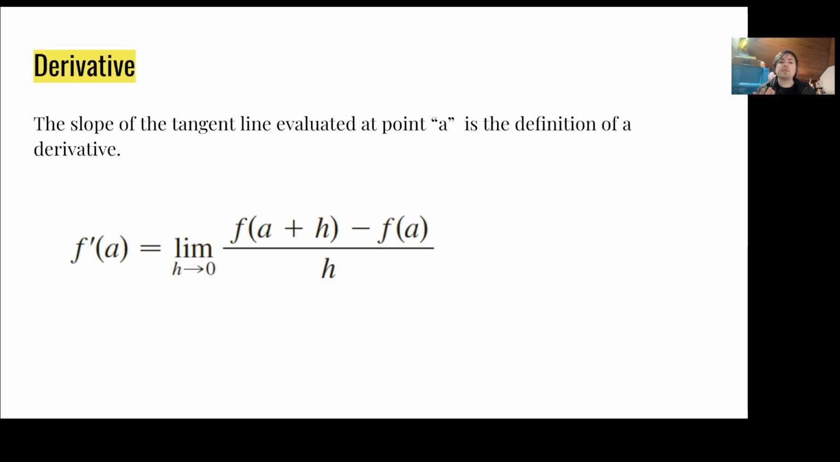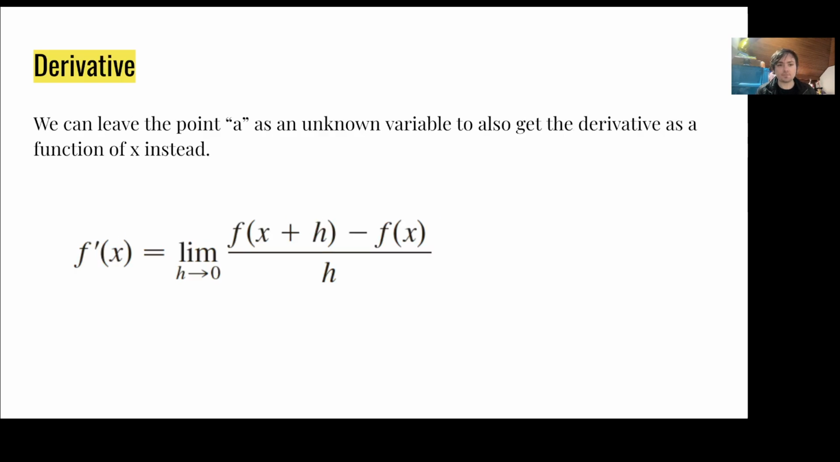So the slope of the tangent line evaluated at our given point x equals a is given as the derivative f prime of a equals the limit as h approaches 0 of f of a plus that small h minus f of a over h. Now, if we don't really care what this point a is, and we want to get the derivative as a function of x instead, so we have a new function that we can keep plugging x into, it would instead be f prime of x equals the same thing as before, but changing our a for an x.